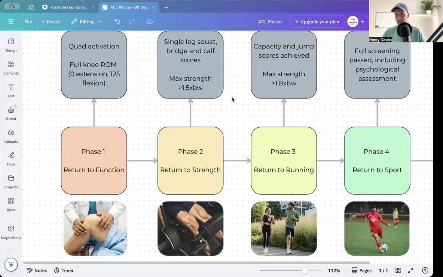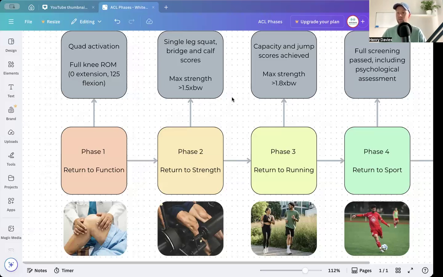Now, another key factor here is asymmetry. So we're looking for no more than 15% asymmetry, ideally 10%. So if, for example, you could do 10 reps of a single leg squat on your non-affected side, but you could only do 7 on your affected side, or you could do 10 on your affected side, but you could do 20 on your non-affected side, you've also got to make sure that the asymmetry isn't significant. So 10 to 15% asymmetry at an absolute max at this stage is what we're looking for.